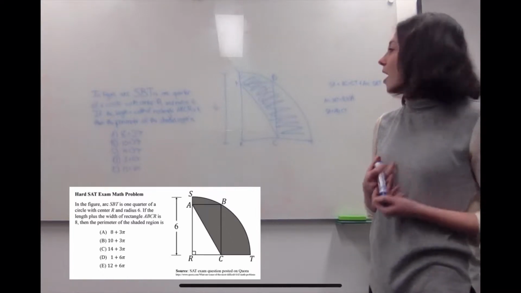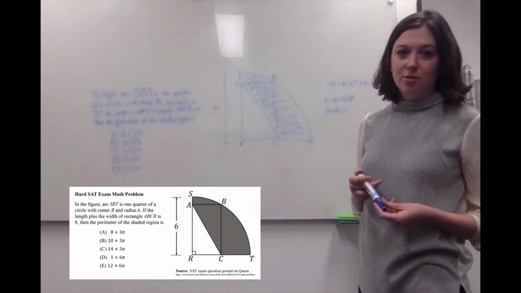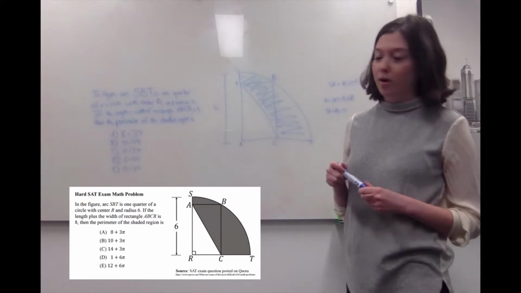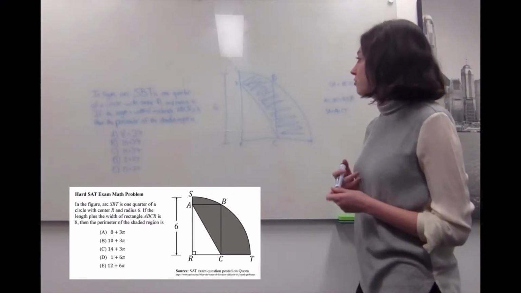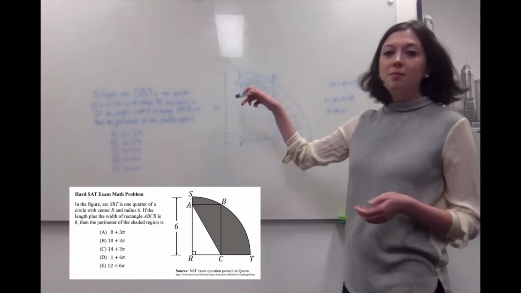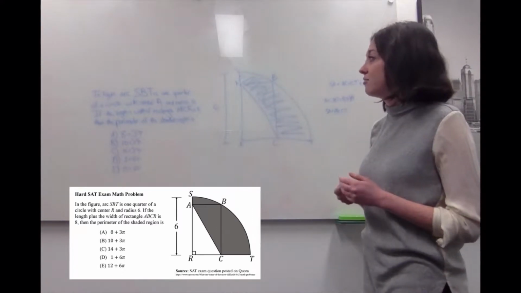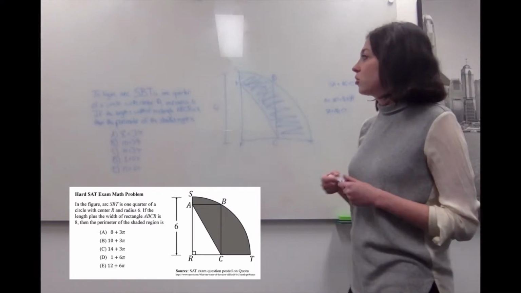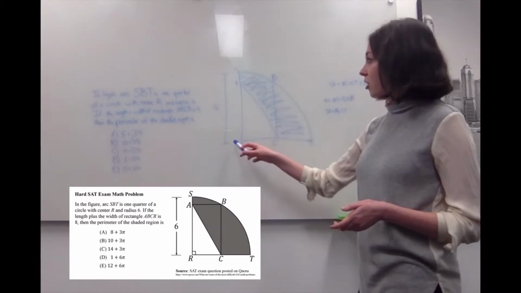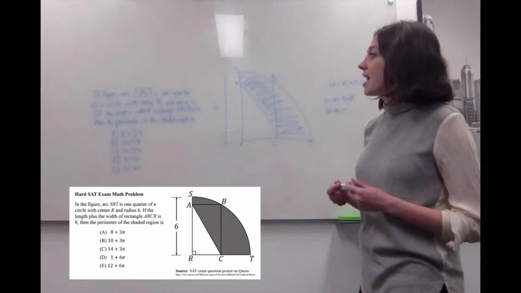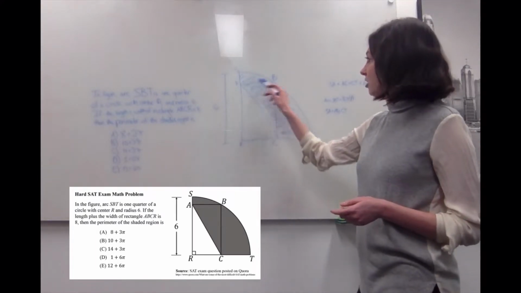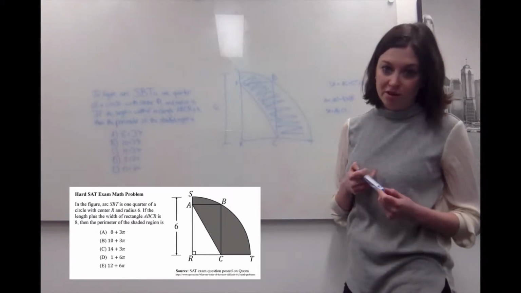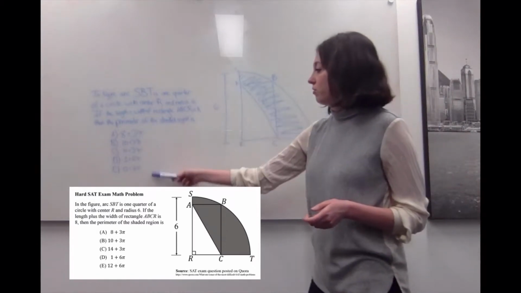All right, hello. Today we're going to solve one of the most difficult problems on the SAT, as rated by Cora. Essentially, you're looking for the perimeter of an irregular shape. The problem reads: in the figure, arc SBT is 1/4 of a circle with center R and radius 6. If the length and width of rectangle ABCR is 8, then the perimeter of the shaded region is going to be one of these things.